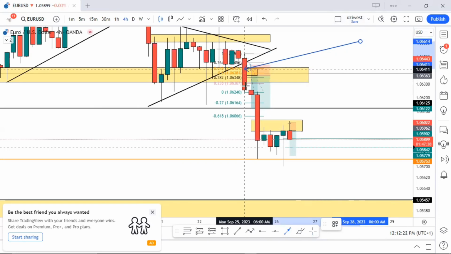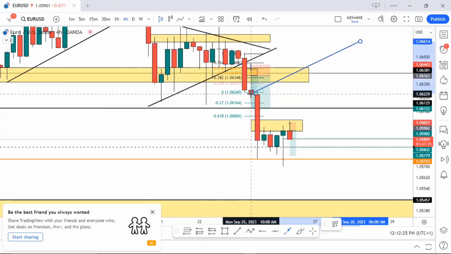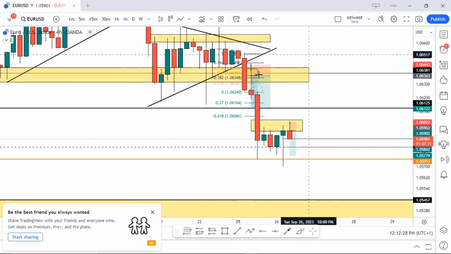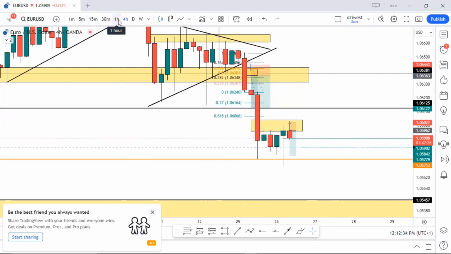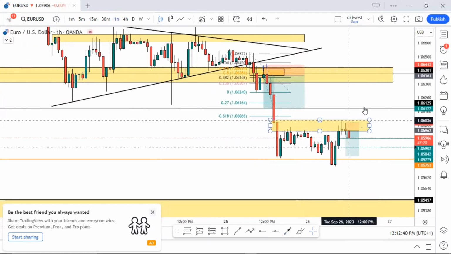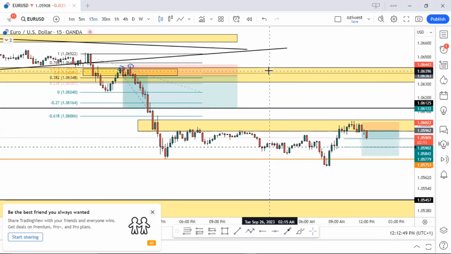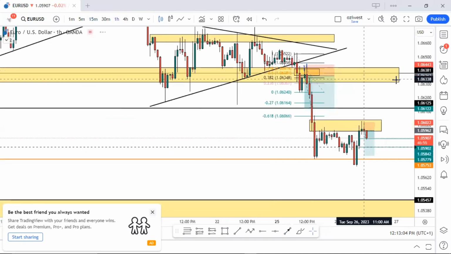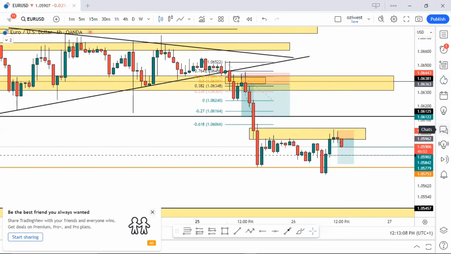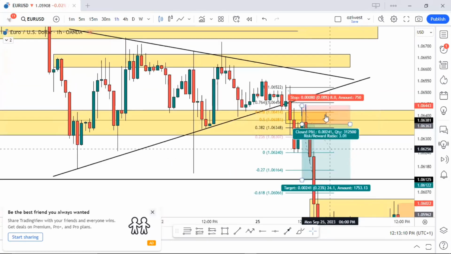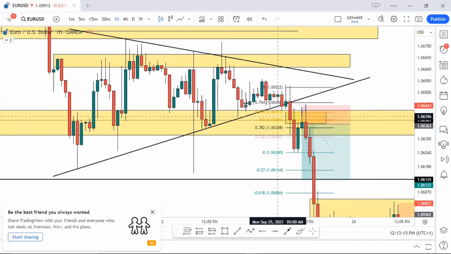Price closed below support, so I was anticipating a retest. That was when I went to my smaller time frames. I was looking at the 1 hour, 30 minutes, 15 minutes, and the 5-minute time frame to see what price was doing. On the 1 hour time frame, I noticed that price is looking very clean. Price has broken out of that chart pattern, broken out of that consolidation.